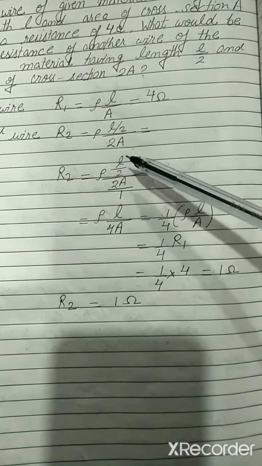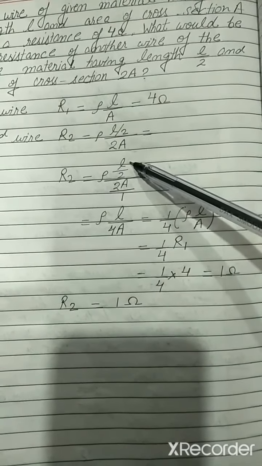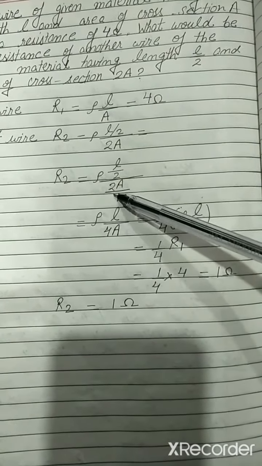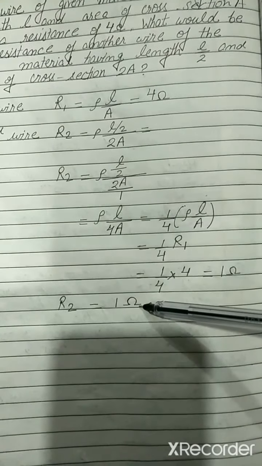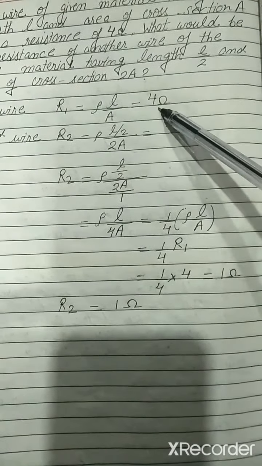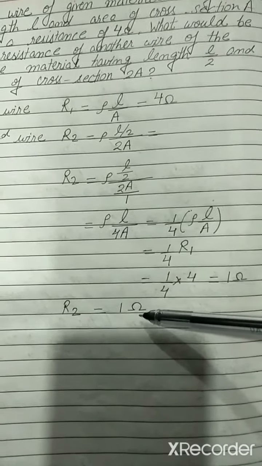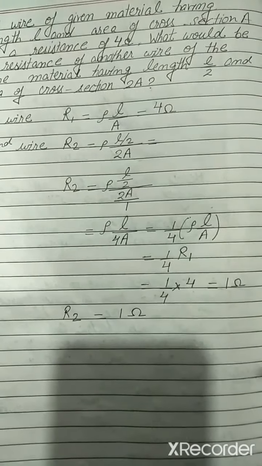So if the length of the wire is decreasing and the cross sectional area is increasing, the resistance will decrease, because here it is 4 ohm and the resistance R2 will come to 1 ohm.